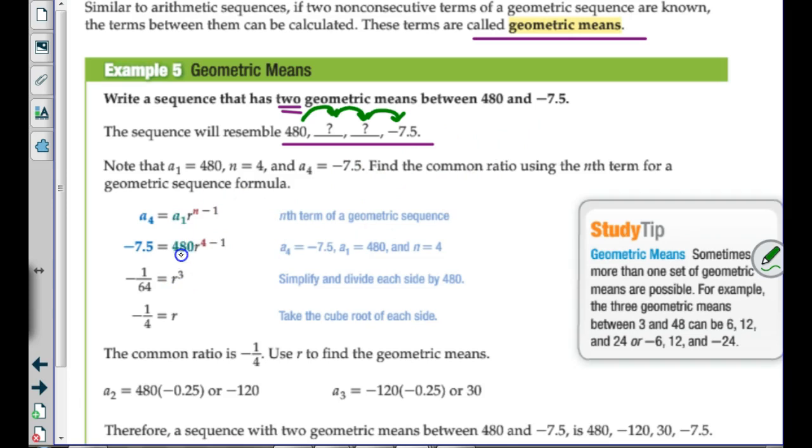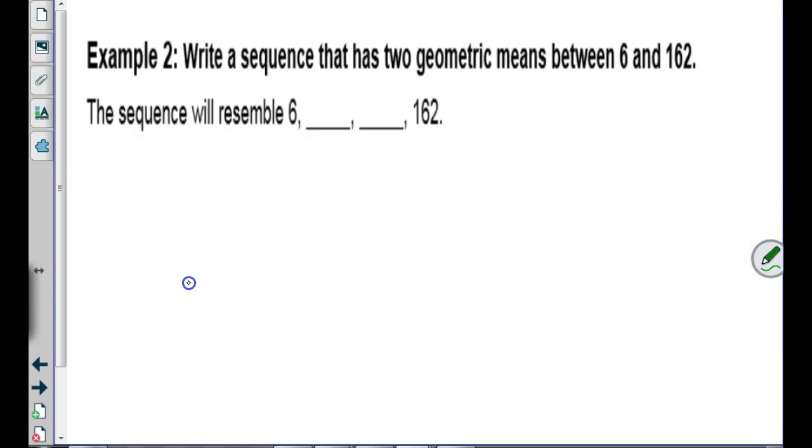Now, you're going to this time divide and then have to take a cubed root. We did a little of this, having to take a cubed root last week as well. And it's not always a cubed root, by the way. Our example says write a sequence with 2 geometric means between 6 and 162. So 6 was multiplied by r how many times? 3 times to become 162. Because this is the 4th term, so 4 minus 1 would be 3 times.